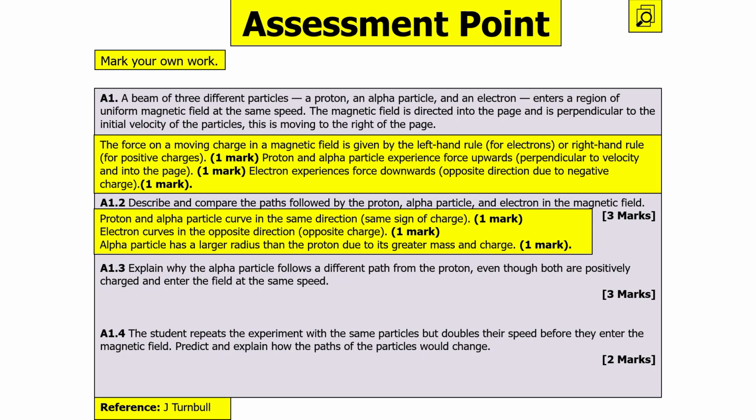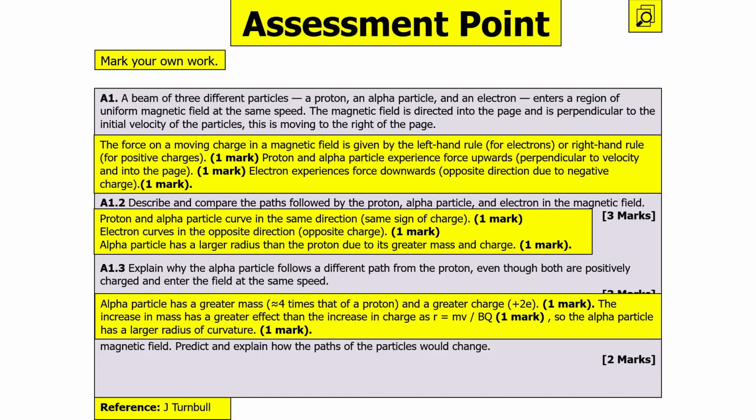Now the alpha particle has a larger radius of curvature than the proton due to its greater mass and charge. Now, finally, the alpha particle has a greater mass, it's 4 times that of the proton, and a greater charge, it's times 2. The increase in the mass has a greater effect than the increase in charge, as R is equal to mv over Bq, so the alpha particle would therefore have a larger radius of curvature.